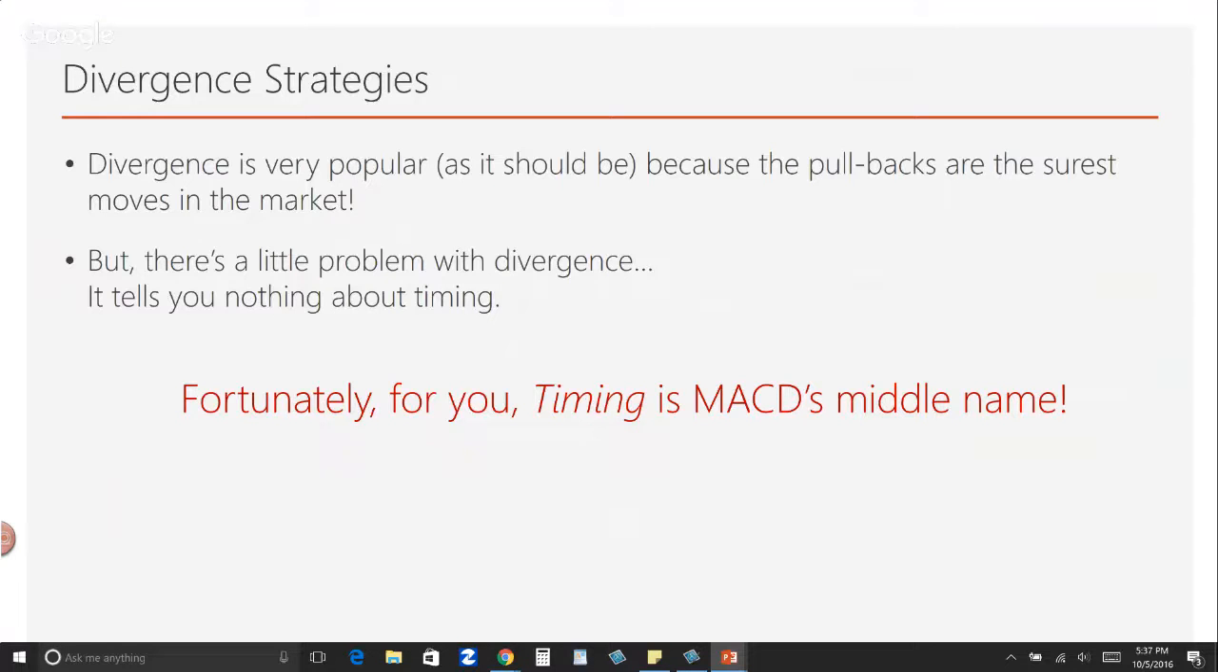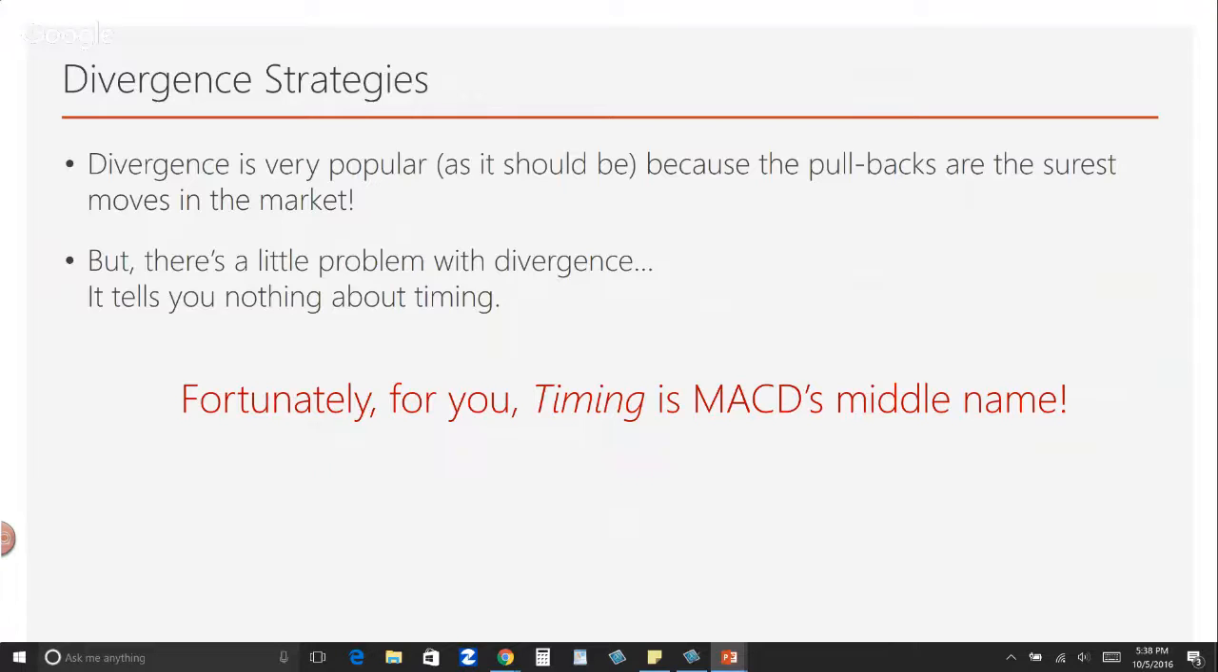Now, divergence strategies are very popular, as they should be, because the pullbacks are the surest moves in the market. It's absolutely certain that they will happen. Whether or not the trend will continue, we do not know. But what we do know is that eventually we're going to get a pullback or a retracement. That's an absolute. But timing is the tricky part.